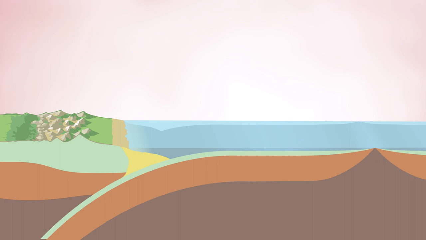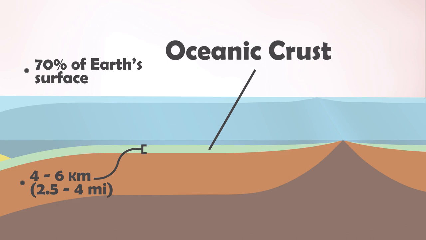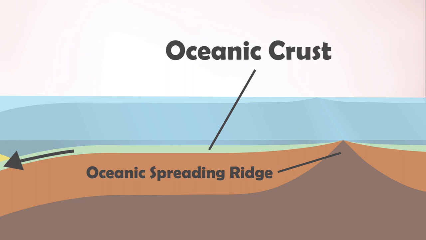Oldest continents formed. Let's start with the basics. The Earth's crust is divided into two types, oceanic and continental crust. The oceanic crust makes up around 70% of the Earth's surface. It's thin, between 4 to 6 kilometers thick, or about 2.5 to 4 miles, and relatively young, no more than 200 million years old. The rocks here are born in oceanic spreading ridges, and then return to the mantle in the subduction zones at convergent boundaries.